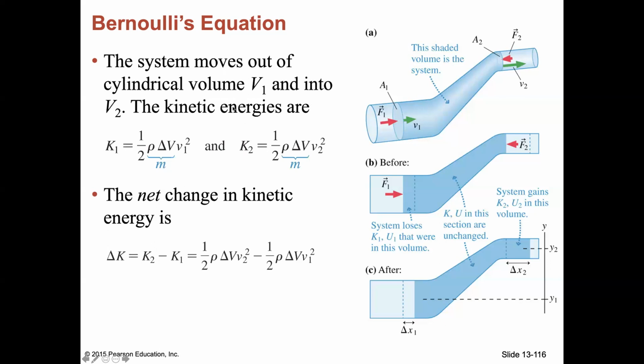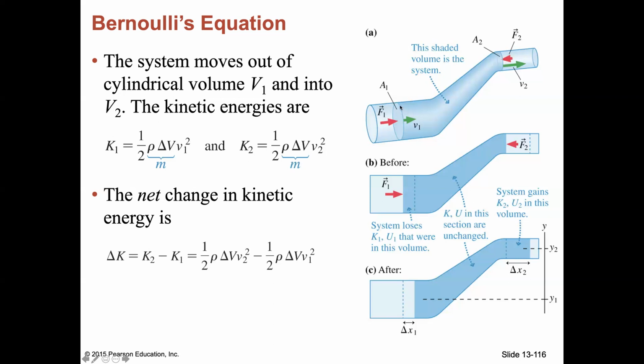Now let's first describe the kinetic energy. Do you still remember the kinetic energy equation? The kinetic energy equals 1/2 mv squared. m is the mass, v is the velocity. So m could be described by rho times delta V, or rho V. So the kinetic energy could be described by 1/2 rho V, which is the volume, times velocity squared. This is for kinetic energy 1 and kinetic energy 2.